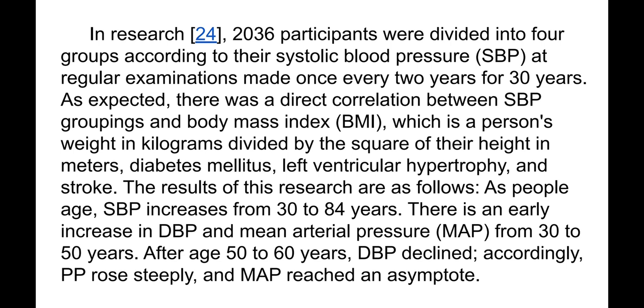The results of this research were as follows. As people age, systolic blood pressure only increases, from age 30 to 85. There is an early increase in diastolic blood pressure, and then after 50 or 60 years it is declining. Mean arterial pressure also increases in the interval of age 30 to 50 years, but then goes down a little bit. But pulse pressure rose steeply. Maybe it is the best indication of your age, with the best correlation with your age, and mean arterial pressure reached an asymptote.